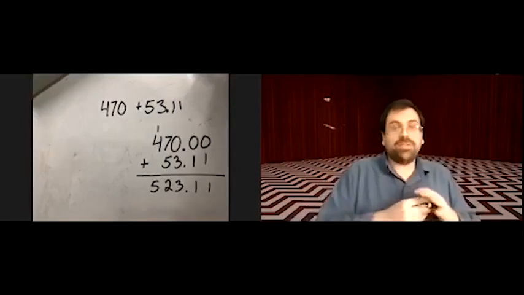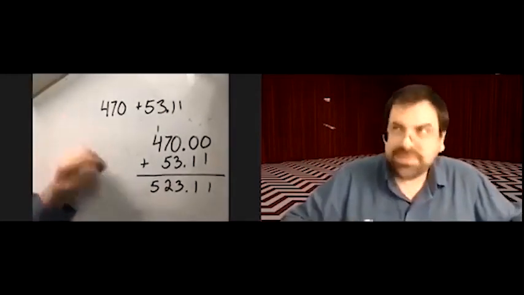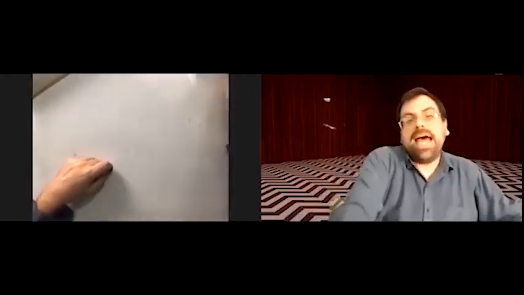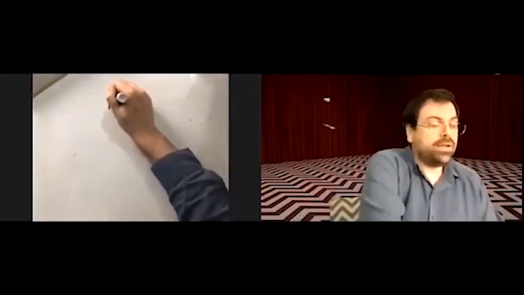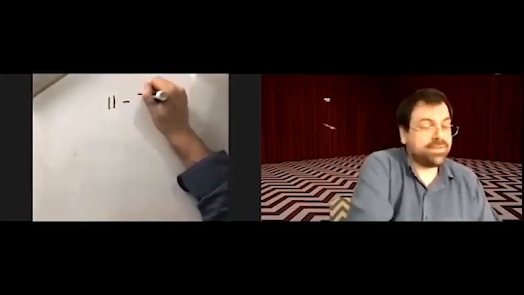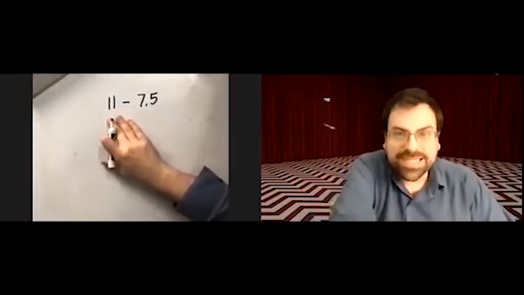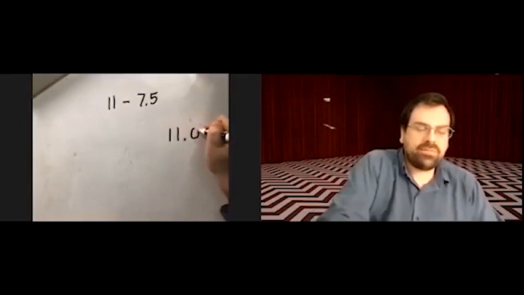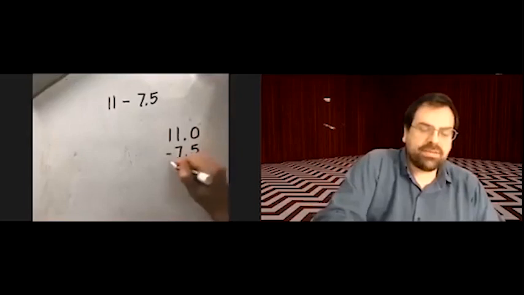Just like with regular addition, if we're asked to find the sum of something, that means add the numbers. Subtraction is going to work the exact same way. Line up the decimal points, subtract like normal. 11 minus 7.5. Well, just like with that addition one, when we don't see a decimal point, we know it exists at the end of the number. So 11 is 11.0. Minus, line up the decimal points, 7.5.